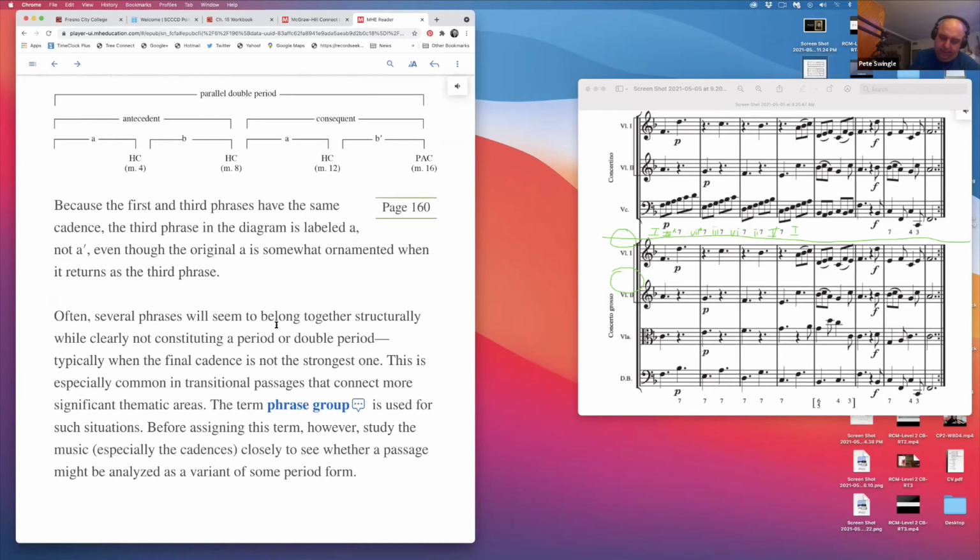All right, then they give us this term phrase group. Often several phrases will seem to belong together structurally while clearly not constituting a period or double period. It's just getting vaguer and vaguer. Typically when the final cadence is not the strongest one. This is especially common in transitional passages that connect more significant thematic ideas. The term phrase group is used for such situations. Before assigning this term, however, study the music, especially the cadences, closely to see whether a passage might be analyzed as a variant of some period form. So it's just going to get more and more unclear.